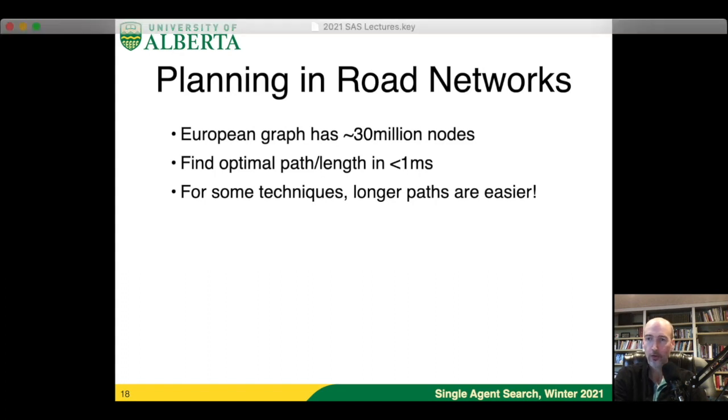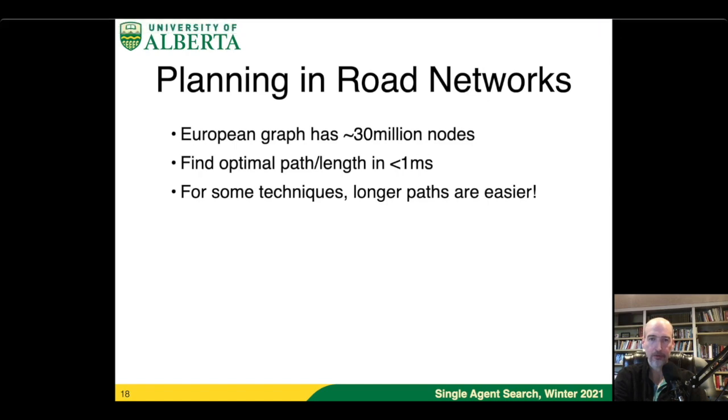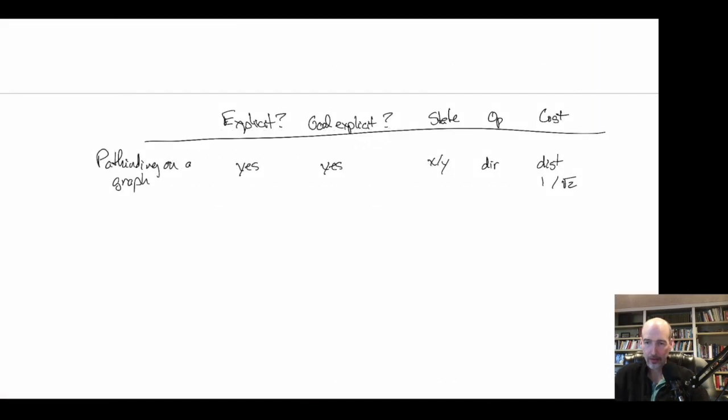Okay, so let's go back to what we're writing here. If we look at this on a graph, thinking about a very general definition here, this is something more like a grid graph. We could now think about a road network. A road network is going to be very similar to this. It's going to be very explicit.